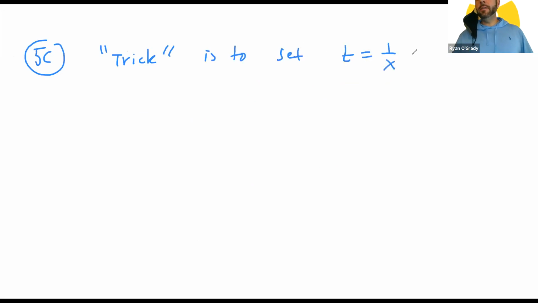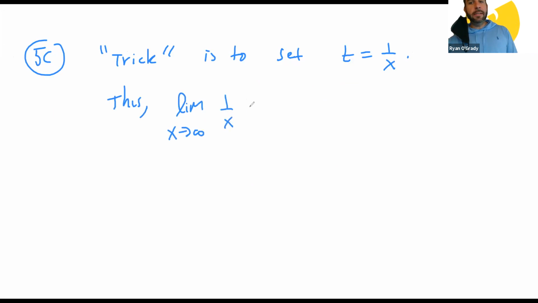Anyhow. All right, let's look at 5C. So the trick for 5C is to do a substitution. Set t equal to 1 over x. Okay? Thus, the limit as x goes to infinity of 1 over x is the same as the limit as t goes to 0 of t.